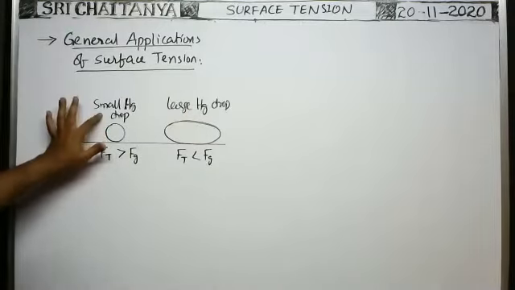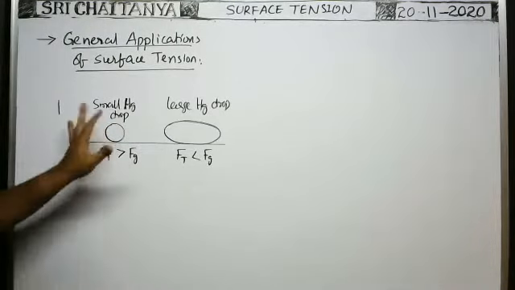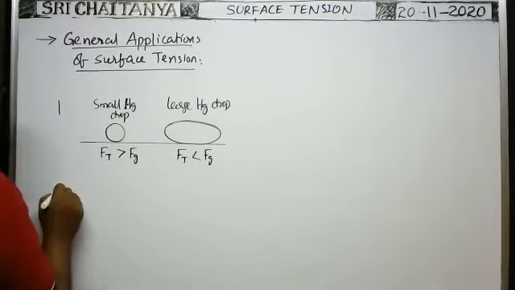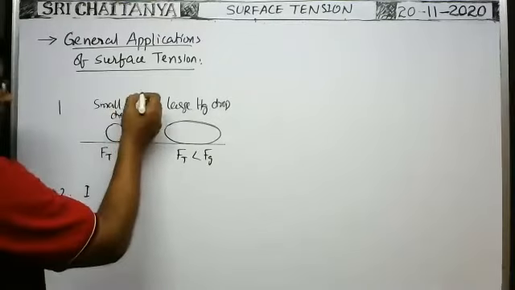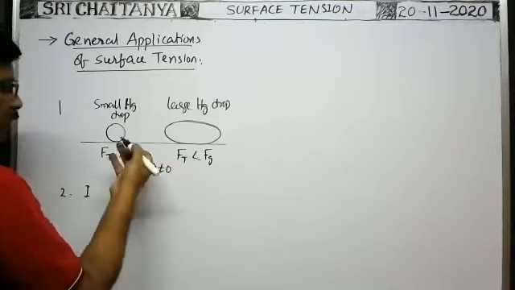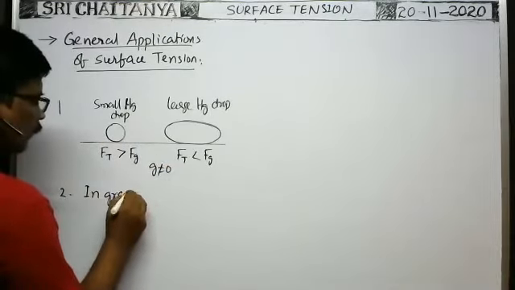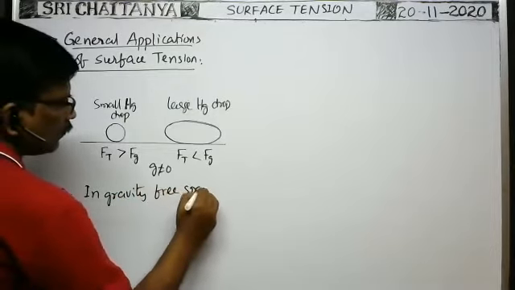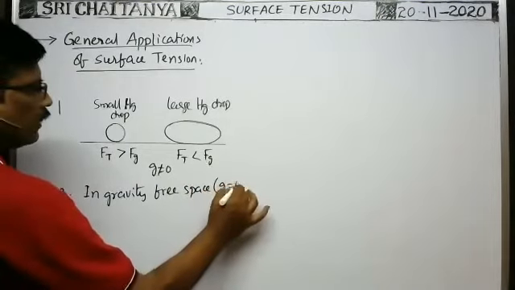Whereas in case of a small drop, the forces due to surface tension dominate the gravitational force. That's why it acquires an almost spherical shape. Next, in gravity free space. Of course, here gravity is there, g is not equal to 0. In gravity free space, that means acceleration due to gravity does not exist.